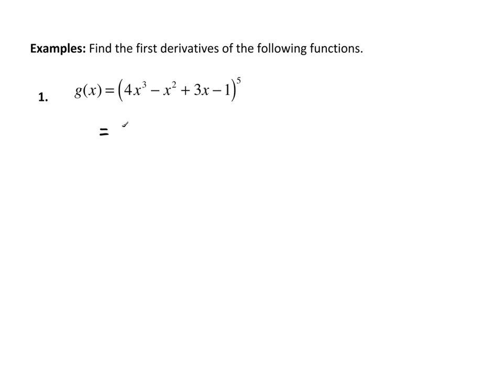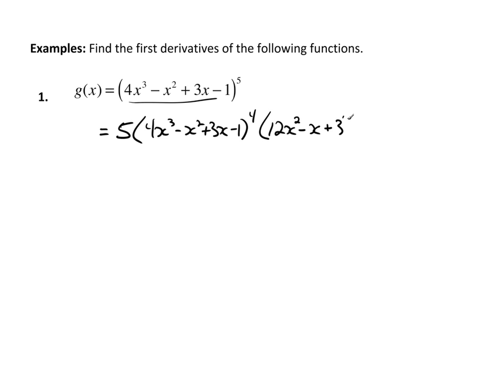Well, that's going to equal 5 times, the inside stays the way it was, I'm not going to be messing with it, to the 5 minus 1, that's 4, times, now I need the derivative of the inside. So that's going to be 12x squared minus x to the first plus 3.